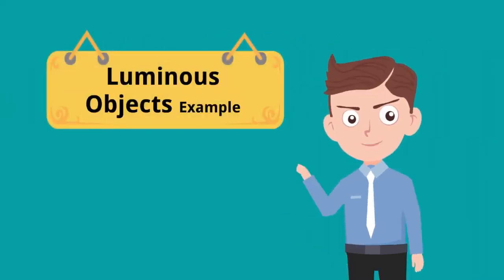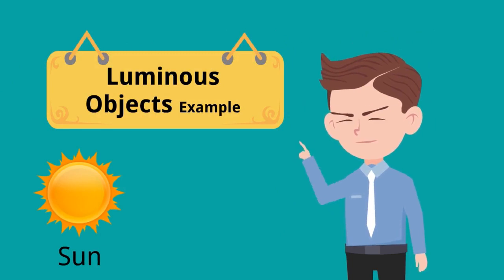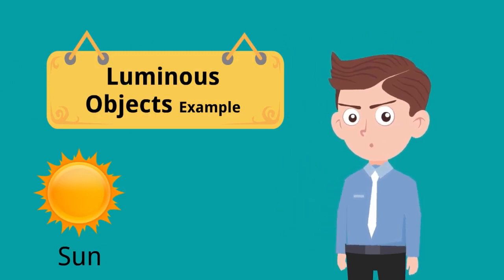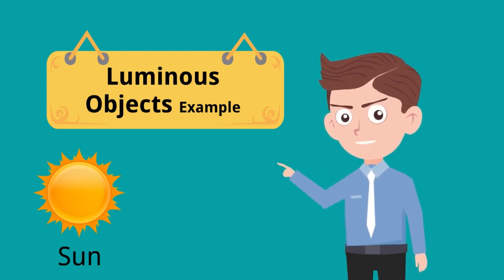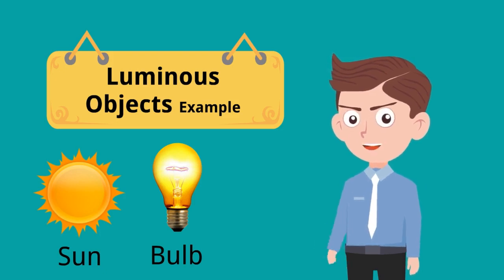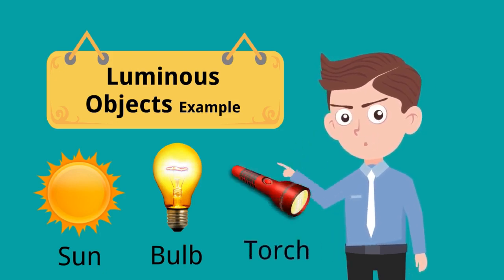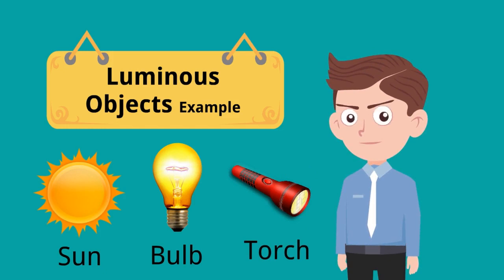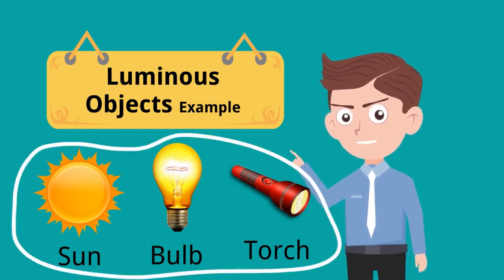Luminous objects, for example the sun. The sun is the ultimate source of light in our universe. We get light from the sun. So the sun is a luminous object. Bulb. At night we switch on our bulb and we are able to see. So the bulb gives light. So it's a luminous object. And in the same way a torch. A torch gives light. So a torch is a luminous object. These are known as luminous objects.